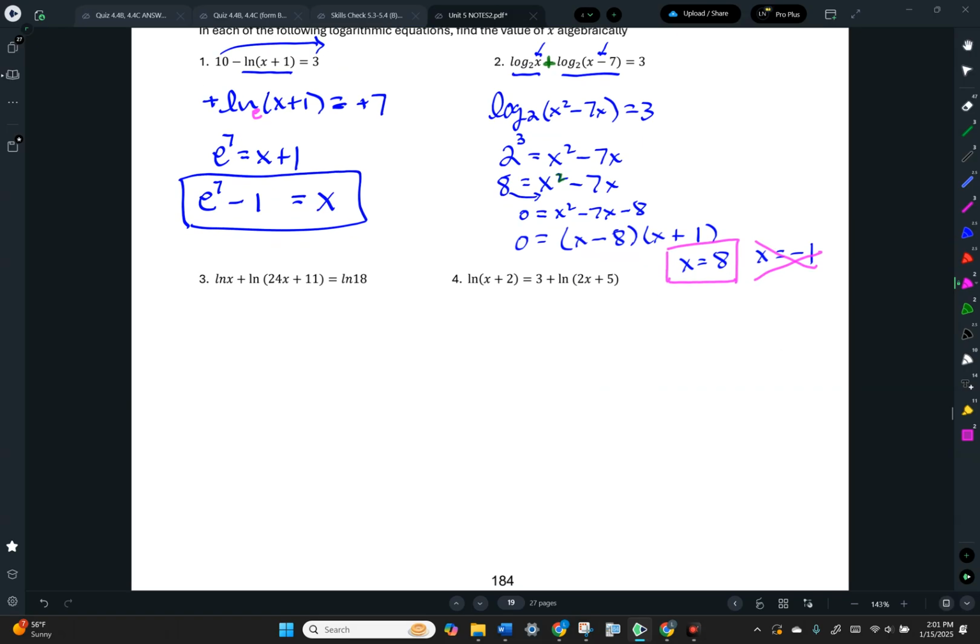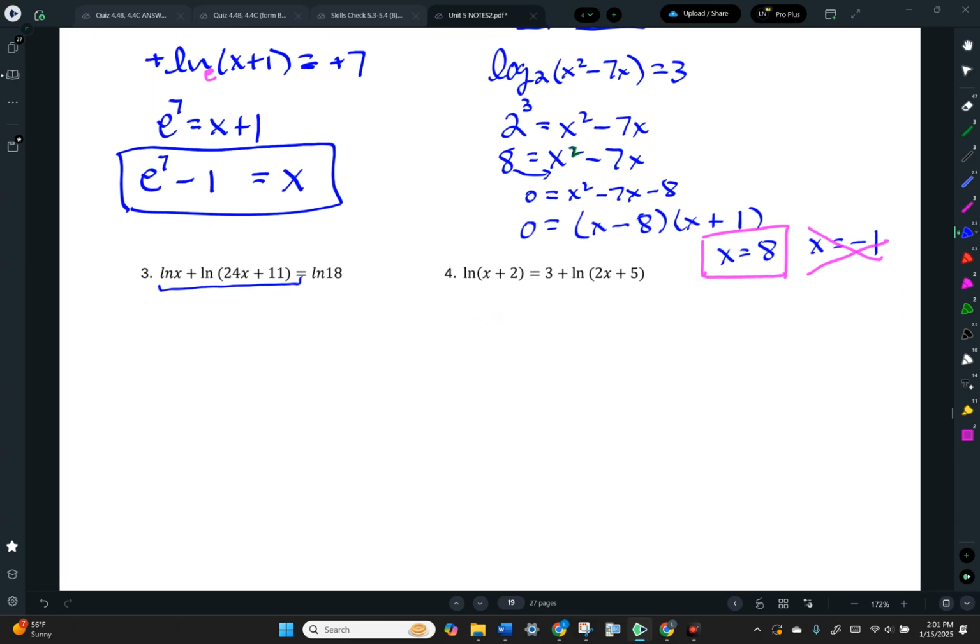Okay, let's try the next one. So if you look at number 3, all right, there's actually 3 logarithms. So let's start with the left side. Let's combine these two, right? It's addition. So I'll combine them using multiplication. So I'm going to have natural log, which is base e. And if I multiply x times that parenthesis, I'm going to have 24x squared plus 11x. And on the other side, I have natural log of 18.